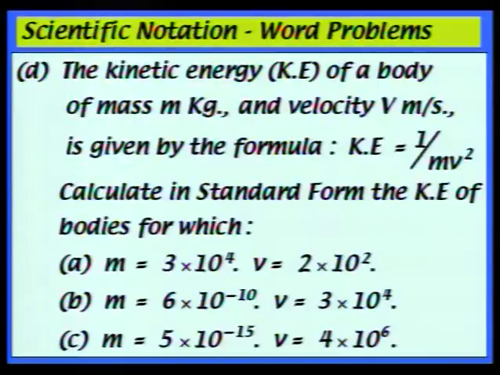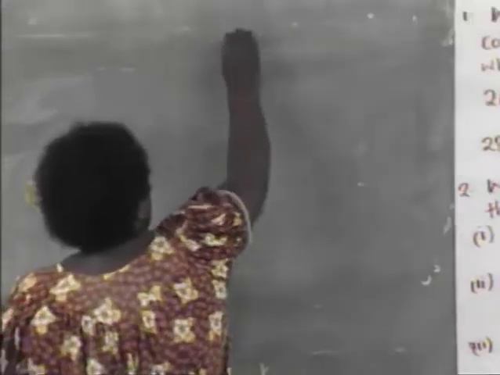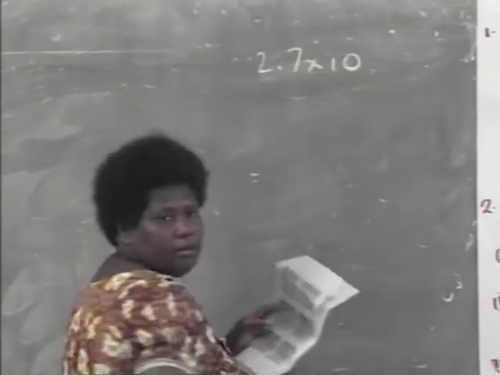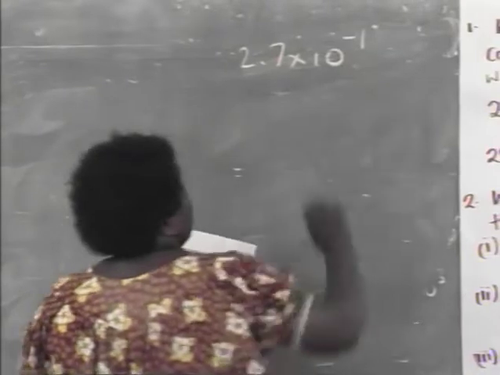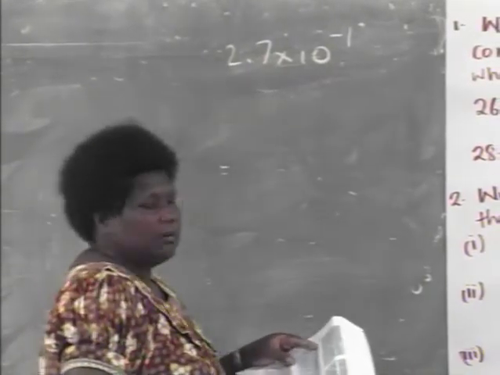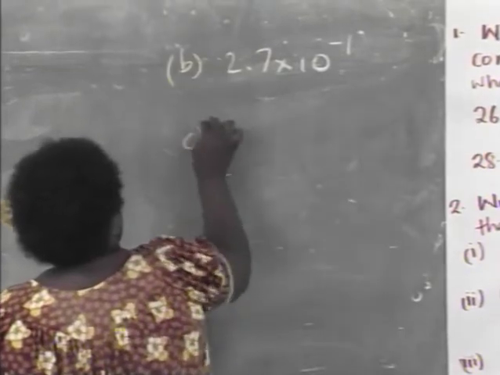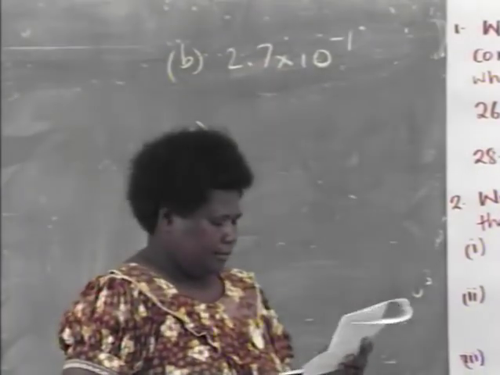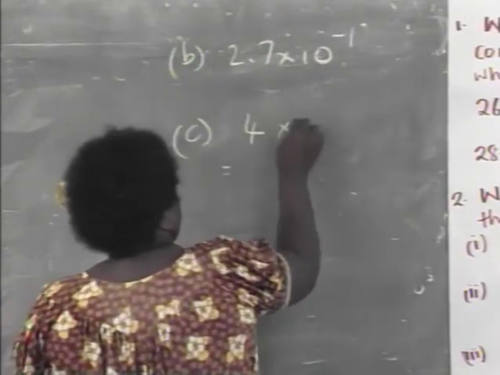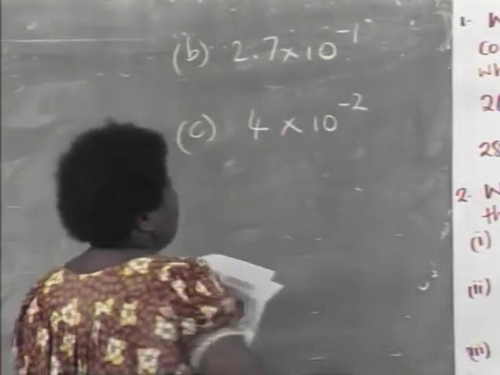All right, letter D. We got the answer to A already last lesson, and we are going to do the answers to parts B and C. Agnes, your answer, please. 2.7 times 10 to the power of negative 1. That's the answer to letter B. And C? 4 times 10 to the power of negative 2. You all agree with these two answers?